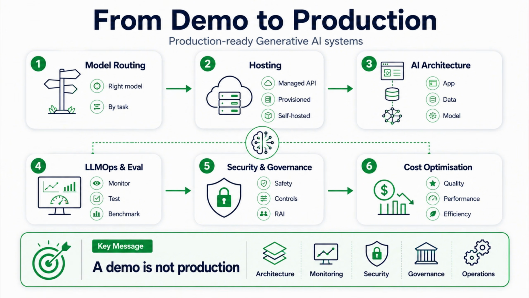Then we explored security, responsible AI, and governance, where the focus shifts towards risk management, safety, and operational controls. And finally, we looked at cost optimization and understood that a strong production system must balance quality, performance, security, and operational efficiency altogether. So the main message is simple. A successful demo is not the same as a successful production AI system. Real enterprise AI requires architecture, governance, monitoring, security, and operational maturity from the beginning itself.